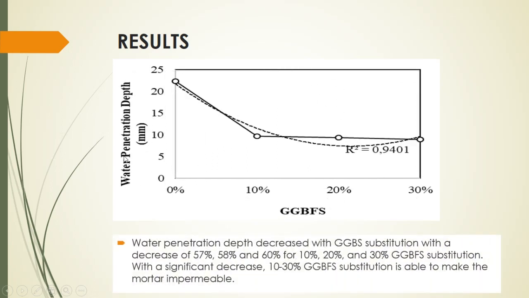This is water penetration depth with GGBFS. Water penetration depth decreased with GGBFS substitution with a decrease of 57%, 58%, and 60% for 10%, 20%, and 30% GGBFS substitution. With a significant decrease, 10 to 30% GGBFS substitution is able to make the mortar impermeable.